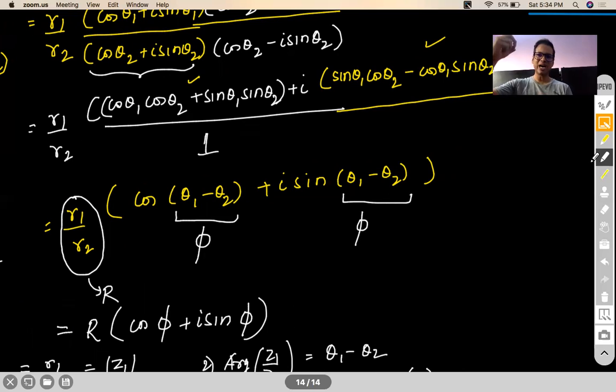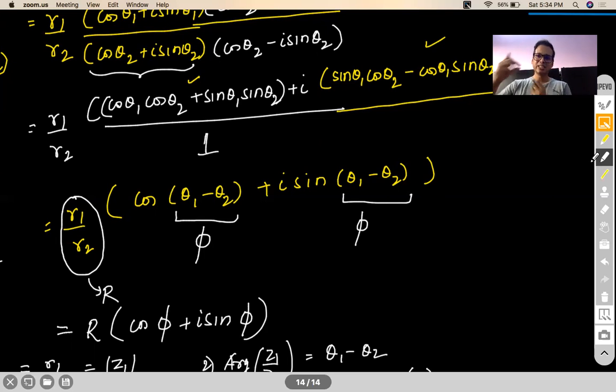Because your argument of Z1 by Z2 got reduced by theta 2, right? It became theta 1 minus theta 2. So just like in multiplication, you were rotating anti-clockwise by theta 2, in division, you will be rotating it clockwise by theta 2. That is the first difference.